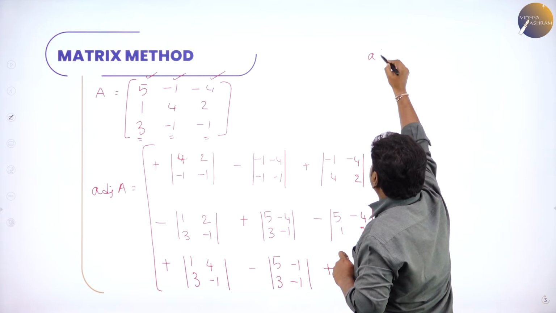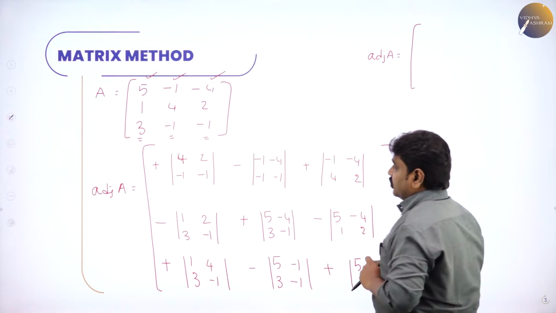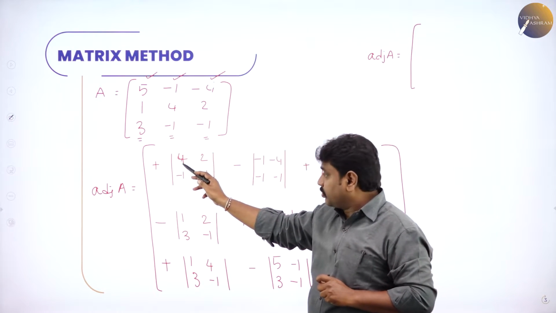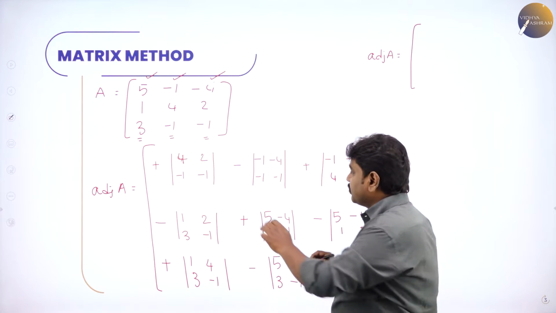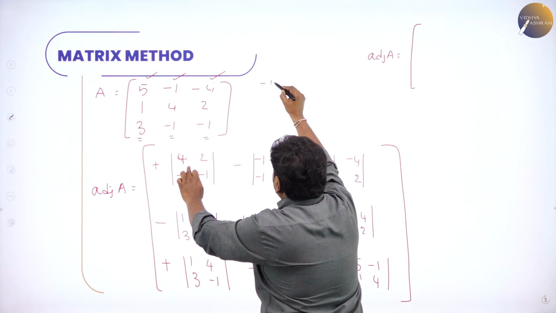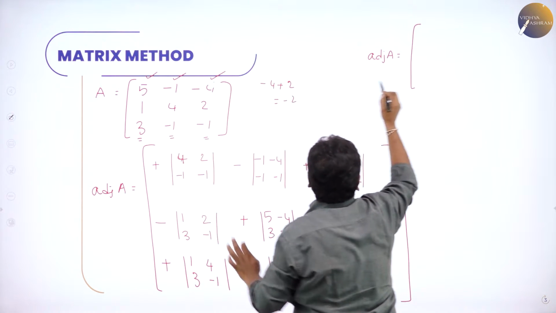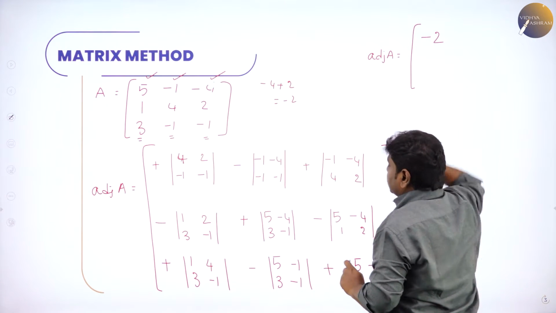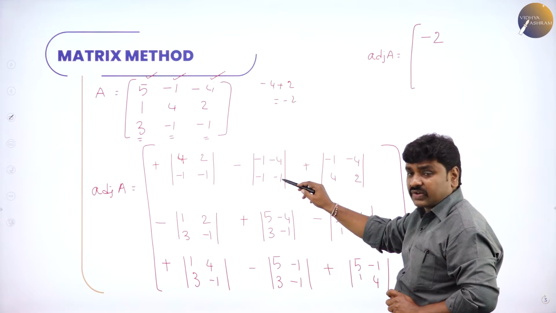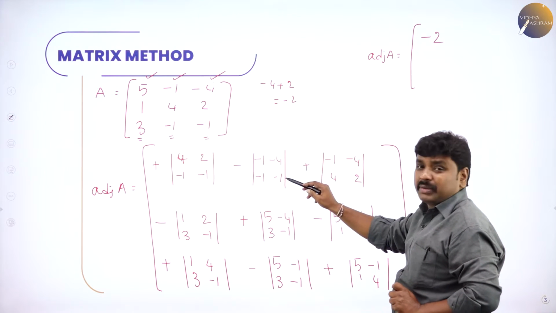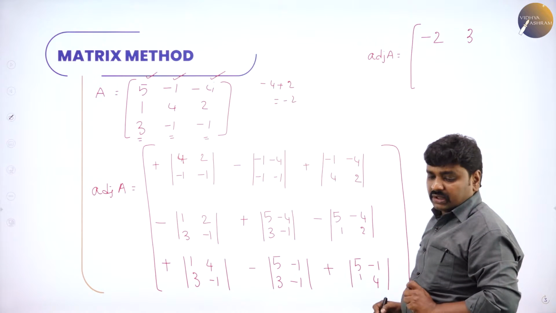you can find the adjoint. So 4 into minus 1 is minus 4 plus 2. Simplify, minus 4, minus of minus becomes plus 2, so we'll get minus 2. So this is minus 2, and then multiply, minus into minus becomes plus, 1 ones are 1, minus 4, 1 minus 4 is minus 3, minus of minus 3 becomes plus 3.